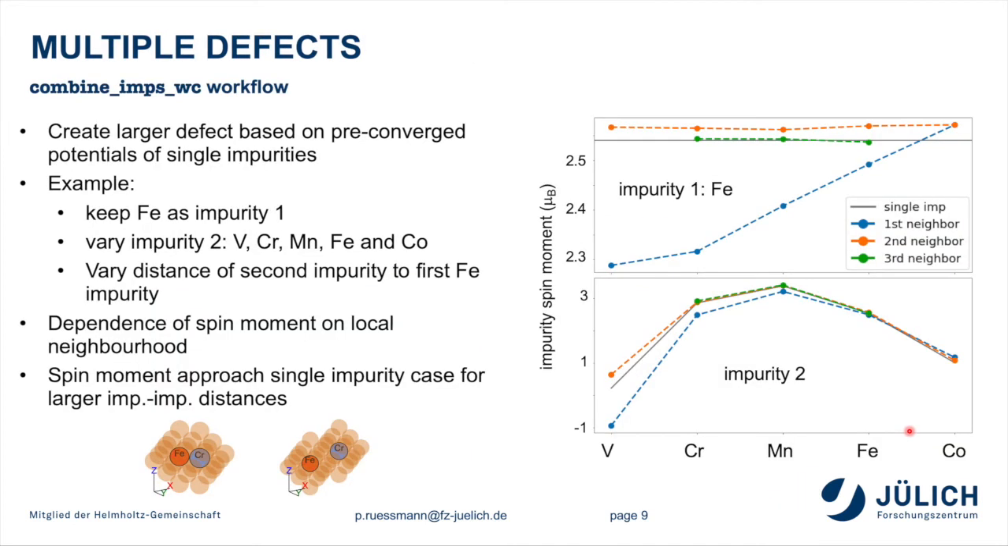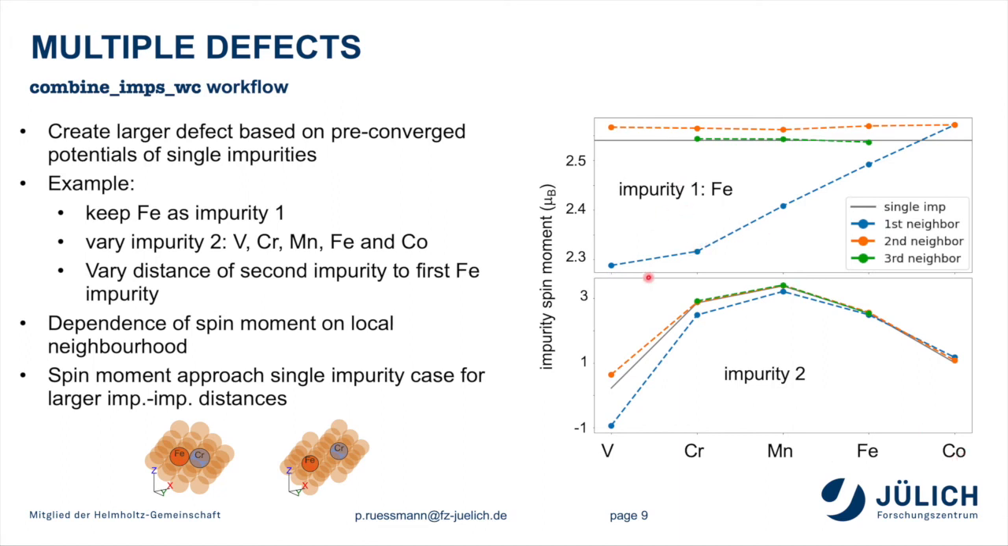Of course, we cannot only look at a simple impurity, but we can make it more complex and put two impurities close to each other. As it is illustrated here, we can place two impurities next to each other or at larger distances. And this we did with our magnetic impurities. We kept the first impurity fixed and varied the second impurity in the type of impurity, going from vanadium to cobalt, and also in the distance between these impurities.